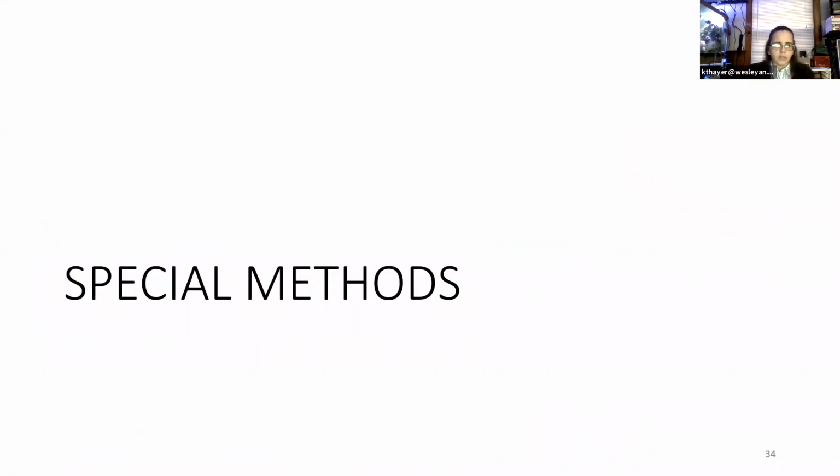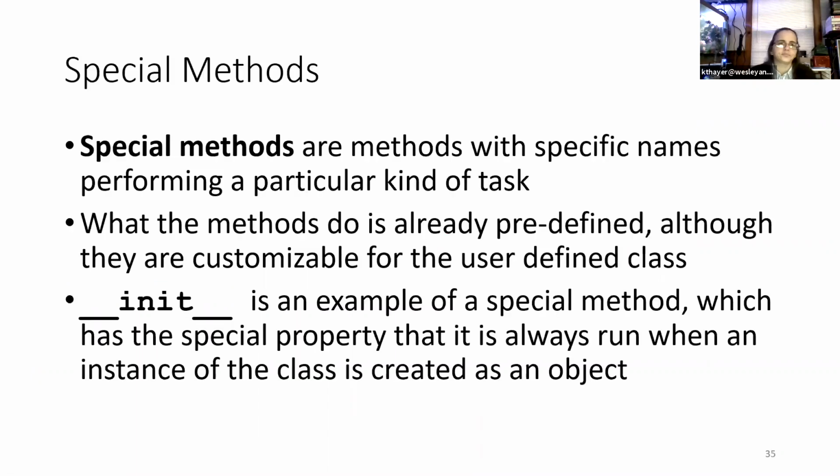All right, so that brings us then to special methods. So what is a special method and why are they so special? Special methods are methods with specific names that are going to perform a particular kind of task. They're more or less predefined in Python. What the methods do is already predefined, although they are customizable for the user-defined class.